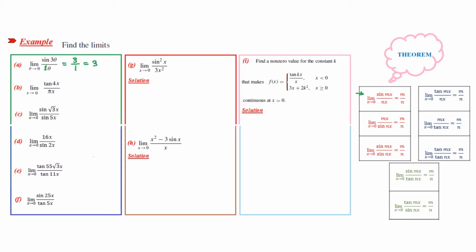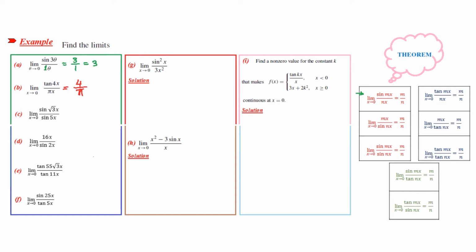Next, we have the limit of tan 4x divided by pi x when x goes to 0. Pay attention here. You cannot use this theorem unless x goes to 0. When x goes to a number other than 0, you cannot apply this theorem. So this theorem can be applied when x goes to 0. Now we have tan 4x divided by pi x, which is almost this one, okay. Tan mx divided by nx equals m over n, and here it equals 4 over pi, the coefficient of x up divided by the coefficient of x down.